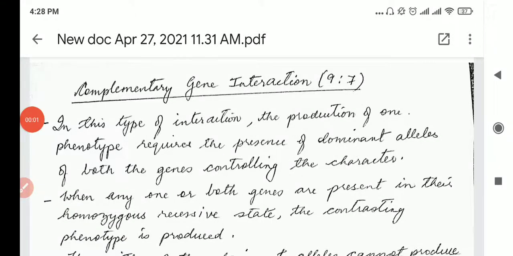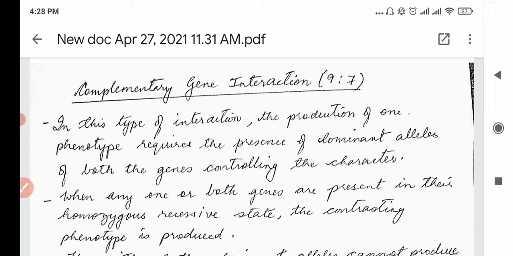Okay, let's do complementary gene interaction. This shows a ratio of 9:7. If you add 9 and 7, you will get 16. Okay, and the Mendelian ratio total we are getting is always 16, no?